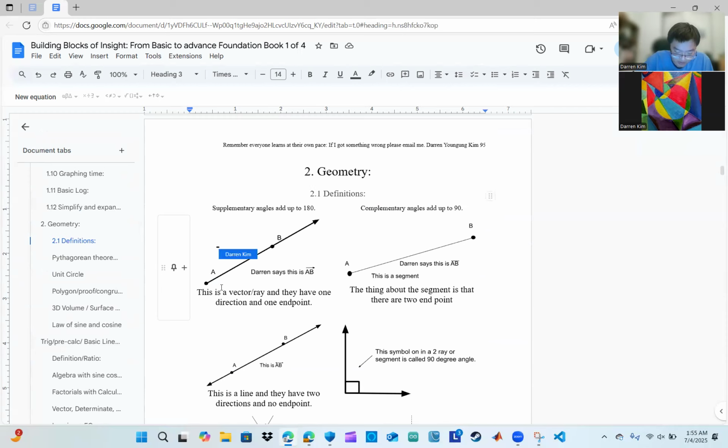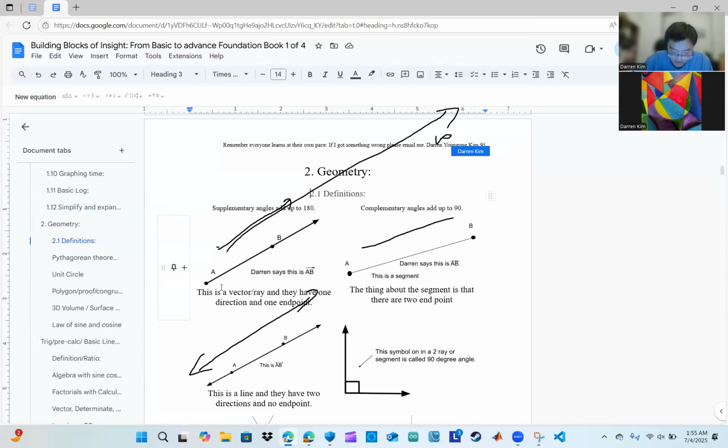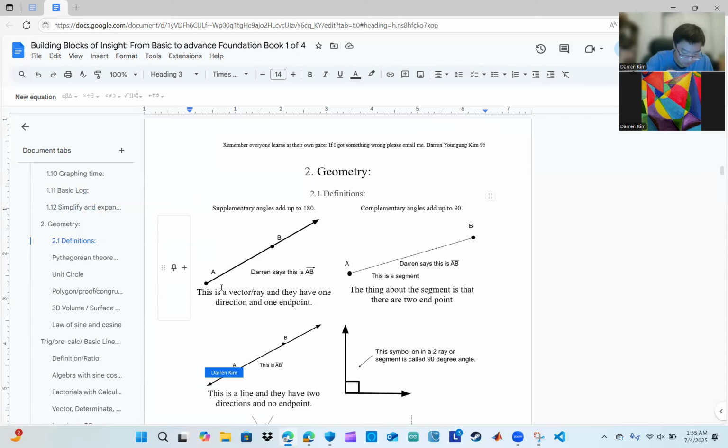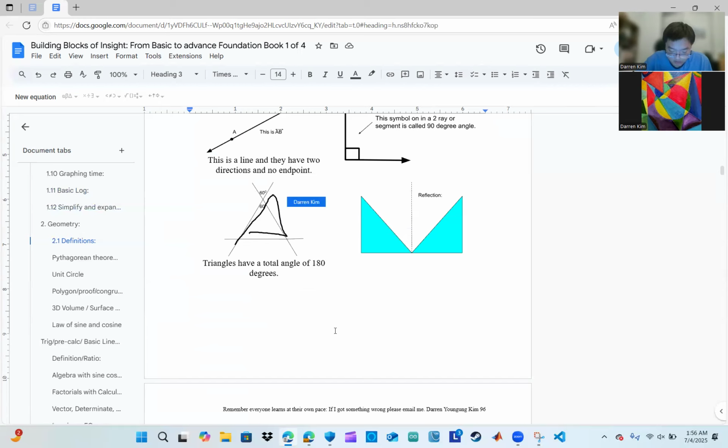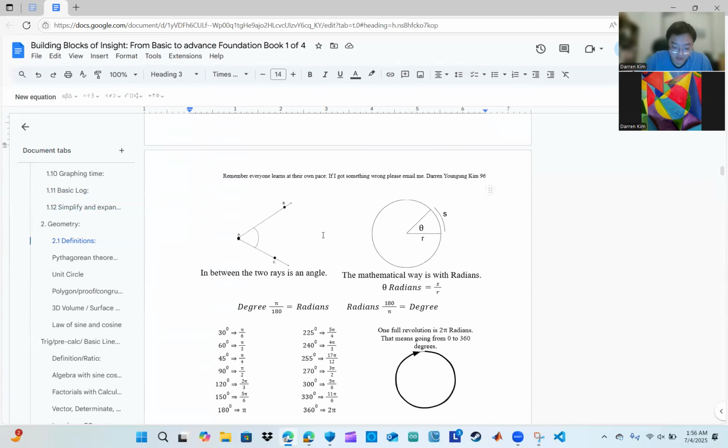We start here with a ray, which is a vector basically, and then a segment, and then a line. The difference is that this is one directional to infinity. Actually, maybe it's not a vector, it's more of a ray, but it works as that. And then a segment is finite, while a line goes forever. This is the right triangle, and then we get a triangle like this, and then a reflection over here. This is a definition, so it makes sense.